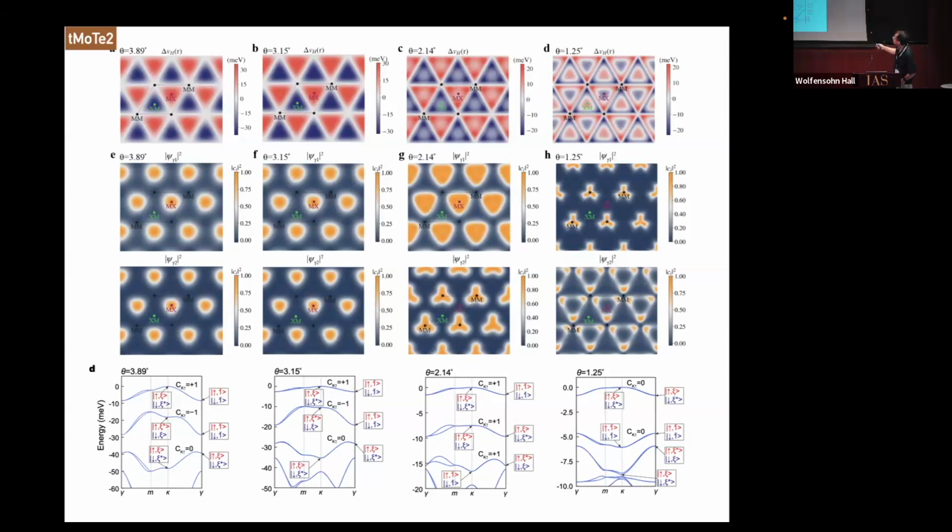But as soon as you go to 2.14 degrees, you can see the MM point becomes super important. So if you want to develop a tight binding model for each different twist angle, you would have to involve a different number of orbitals. That's the point.